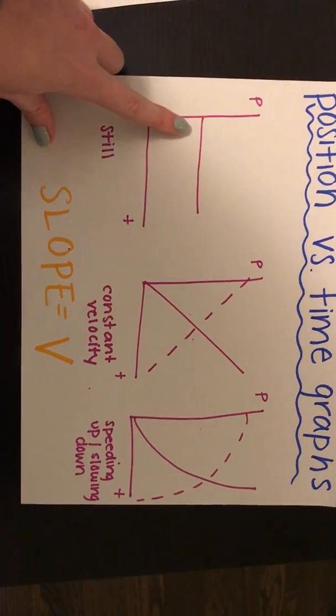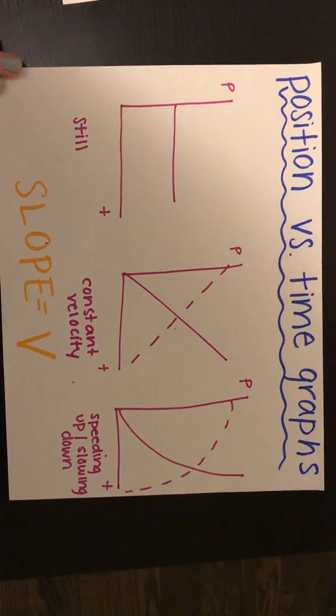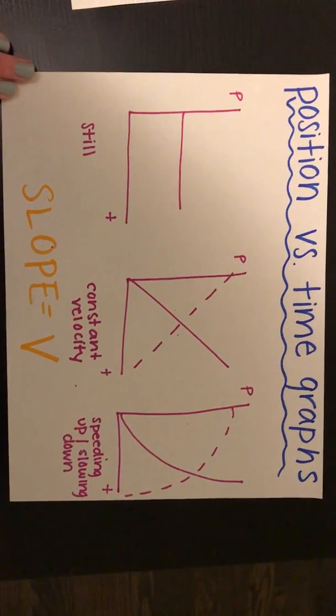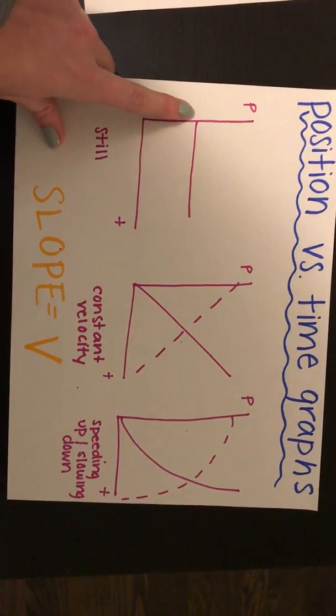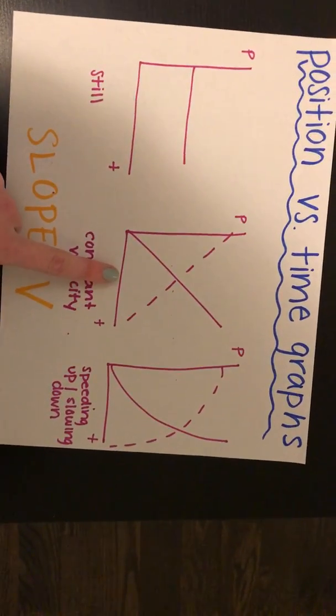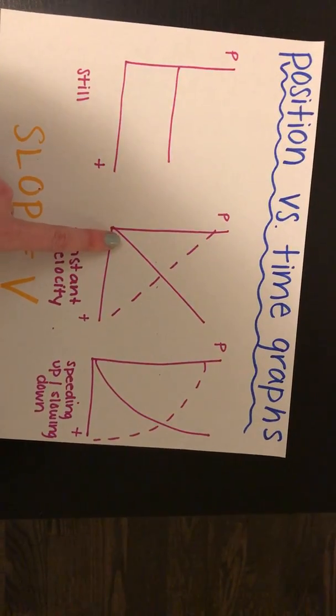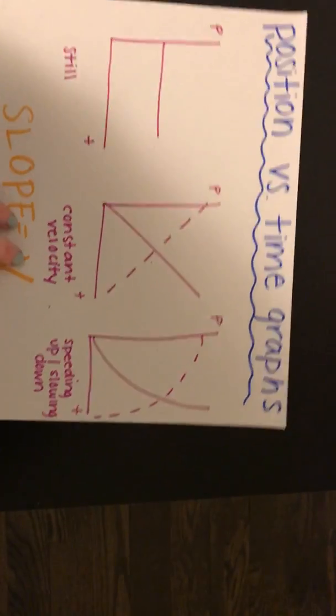For example, the slope of this first graph here is 0. Therefore, the object must not be moving because it has a 0 velocity. If you look, as time goes on, the position is not changing. Over here, we have a constant slope, therefore a constant velocity. The distance that is traveled each second is the same.